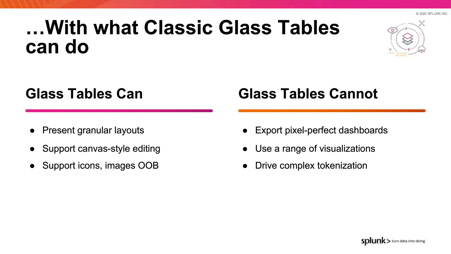On the other hand, Glass Tables, powerful in its own right, allows for an almost opposite set of capabilities. It allows for users to present granular layouts, pixel-perfect canvas-style editing experiences, and supports icons and images out of box. But it cannot, again, export dashboards, use a wide range of visualizations, do any sort of complex tokenization for drill downs, without actually driving into another dashboard completely.